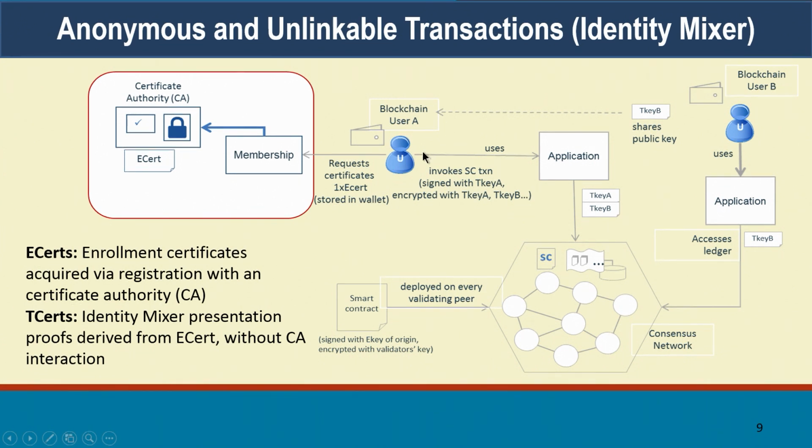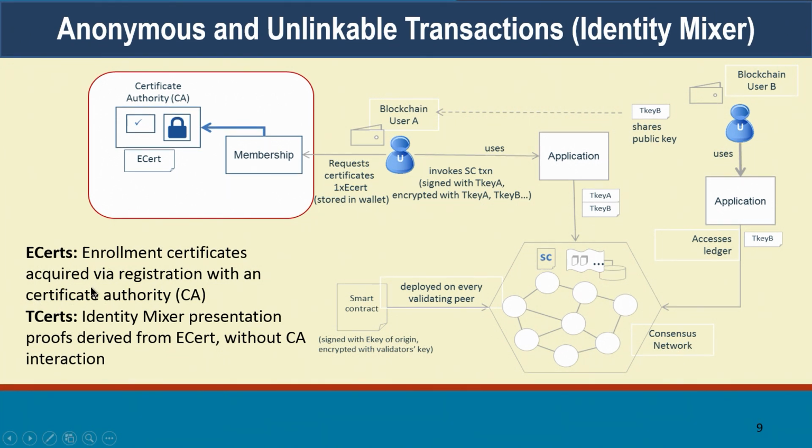it's possible that the user can actually prove that all these keys were derived from their enrollment certificate, right? So that is really a unique ability where the user can generate multiple keys from an original eCert, but they can also prove to an auditor that these were all generated by that eCert. So the auditor can come in and see that these transactions were all performed by the same user, but no one else in the system will know that they were performed by one user, right? So that's the difference with the eCerts and the tCerts.